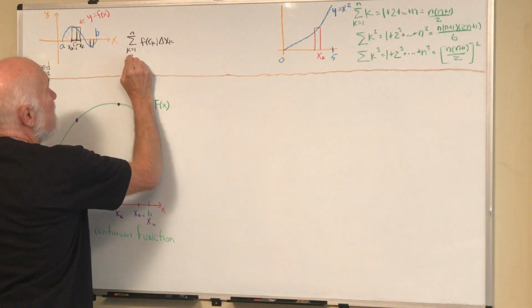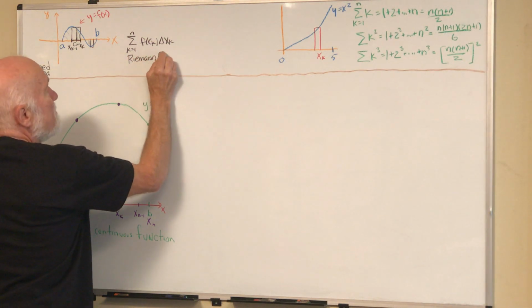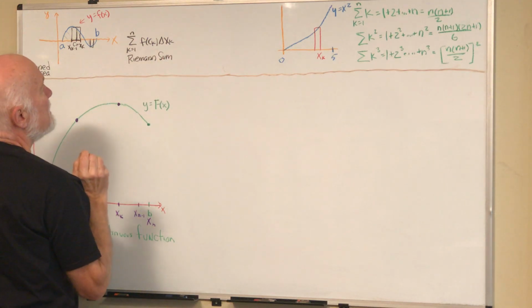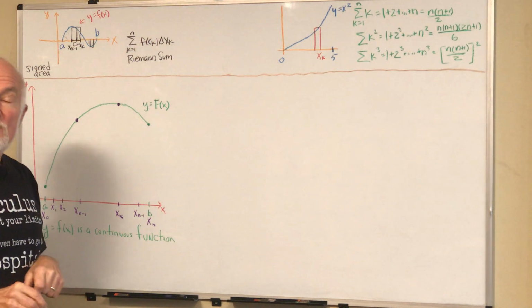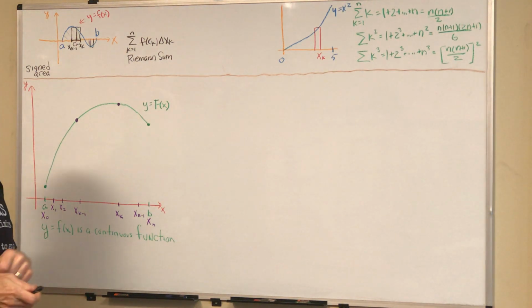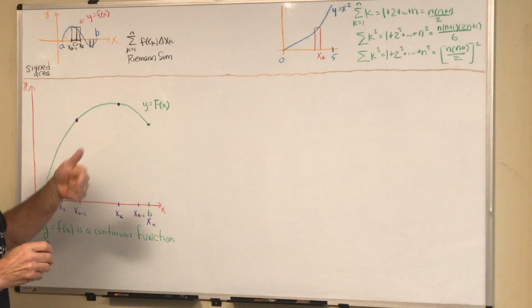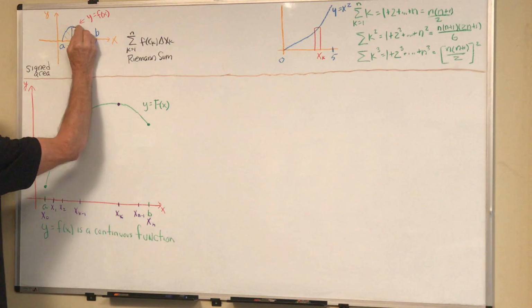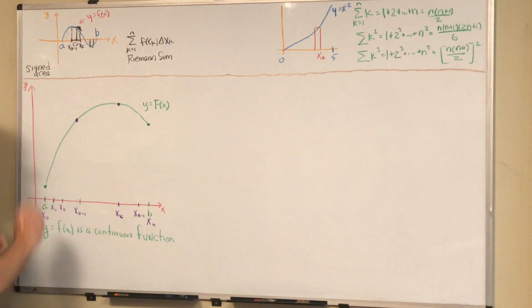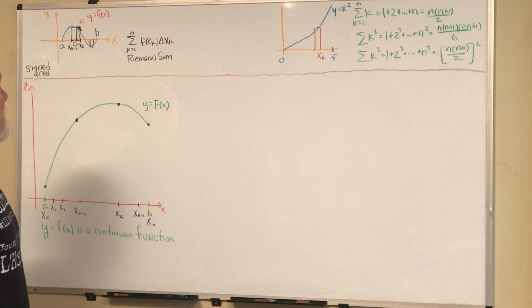We called it a Riemann Sum, after the mathematician from the 1800s, George Bernhard Riemann. The trouble with this, it's a really good idea, except it's only got n rectangles, and you get a little bit of error up here because the rectangles don't completely mesh with the curve. So we came up with another idea.